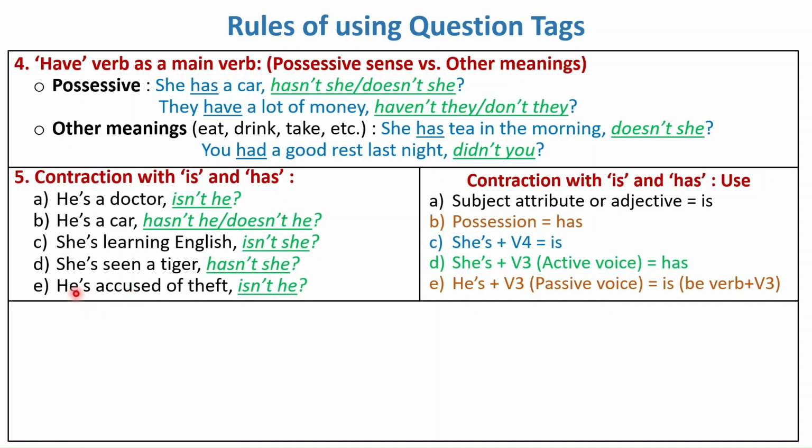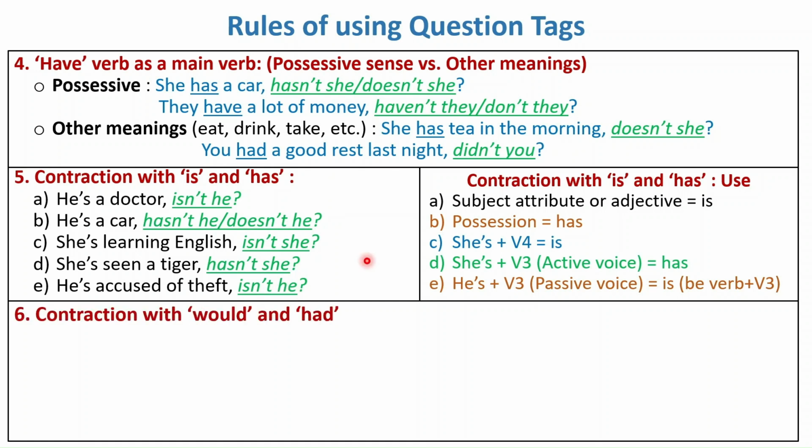He is accused of theft. यसको एक्टिभ भोइस, they accuse him of theft. अनि प्यासिभ के हुन्छ, he is accused of theft. is हो यो, this is. Therefore, we have used isn't he.